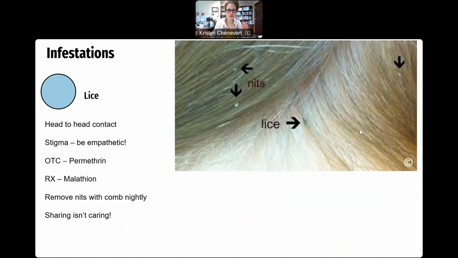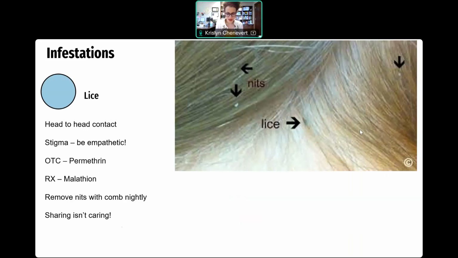Okay, moving on to lice. This is one of the infestations we'll talk about. This makes everyone's skin crawl, but it's very common in pediatric patients. There's a big stigma with any infestation, so make sure you're being empathetic whenever you're educating and dealing with a patient that has lice. It does not mean the patient or their family is dirty. Lice actually prefer clean hair to move around in. It's just the nature of the beast, having kids and working with kids. It is spread by head-to-head contact.